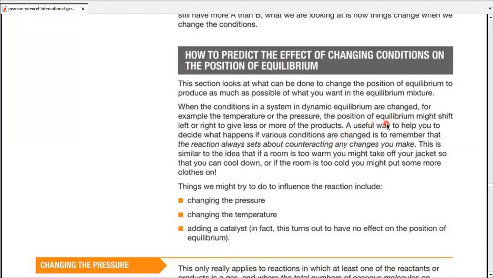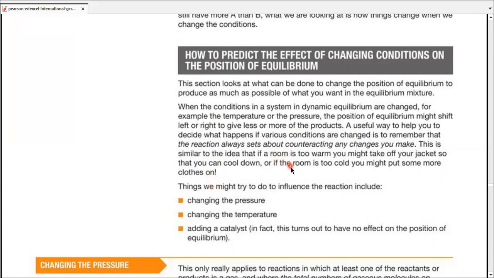Now, the equilibrium can only shift in 2 directions, either left towards the reactants or right towards the products. However, we are always going to discuss it in terms of products because, to be very frank, in industry, we are looking at the products. We're not looking at the reactants. All right. So a useful way to help you decide what happens if various conditions are changed is to remember that the direction always sets about counteracting any change you make.